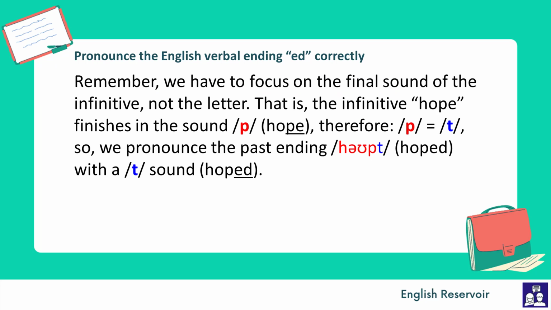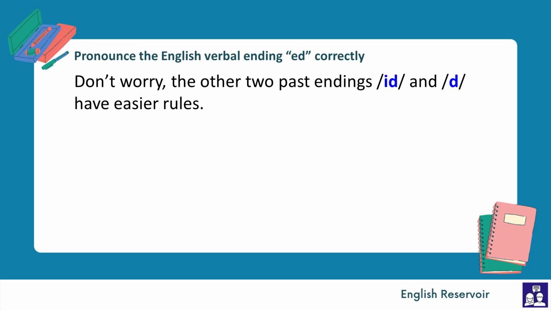Remember, we have to focus on the final sound of the infinitive, not the letter. That is, the infinitive hope finishes in the sound p, hope. Therefore, p equals t. So, we pronounce the past ending, hoped, with a T sound. T. Hoped. Don't worry, the other two past endings, id and d, have easier rules.